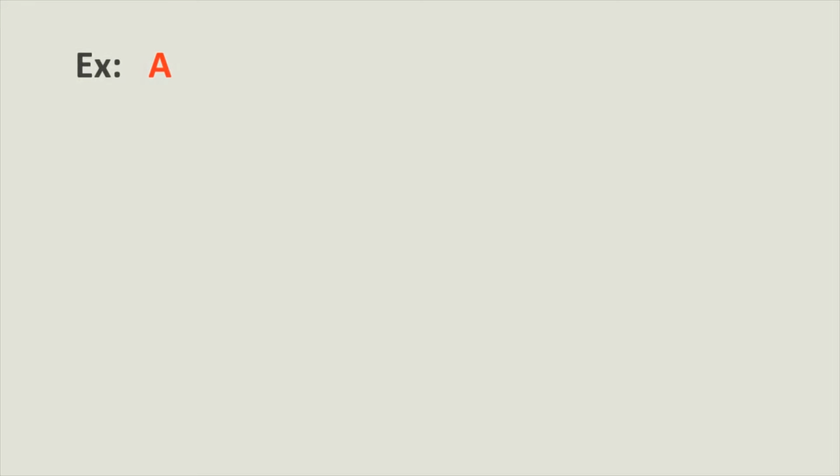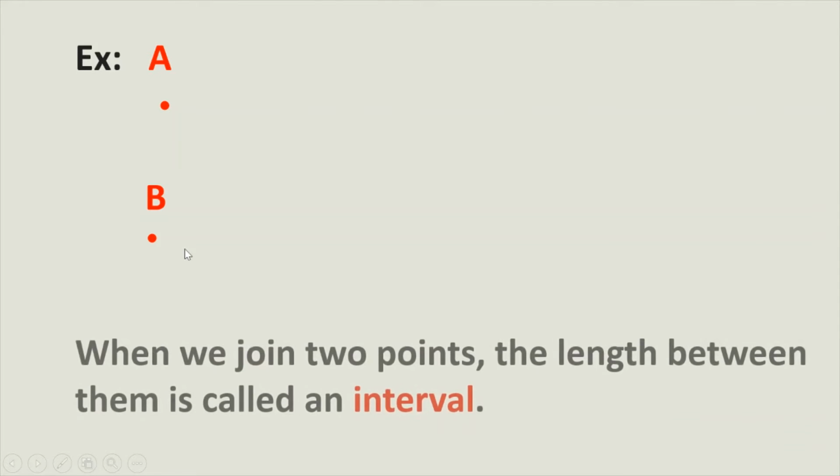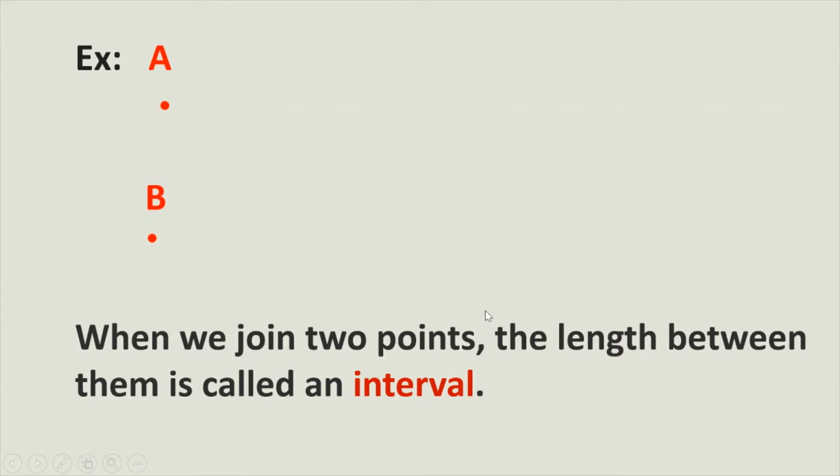Example, this point would be called point A since it is denoted by the capital letter A. This point would be point B since it is denoted by the capital letter B. When we join two points, the length between them is called an interval.